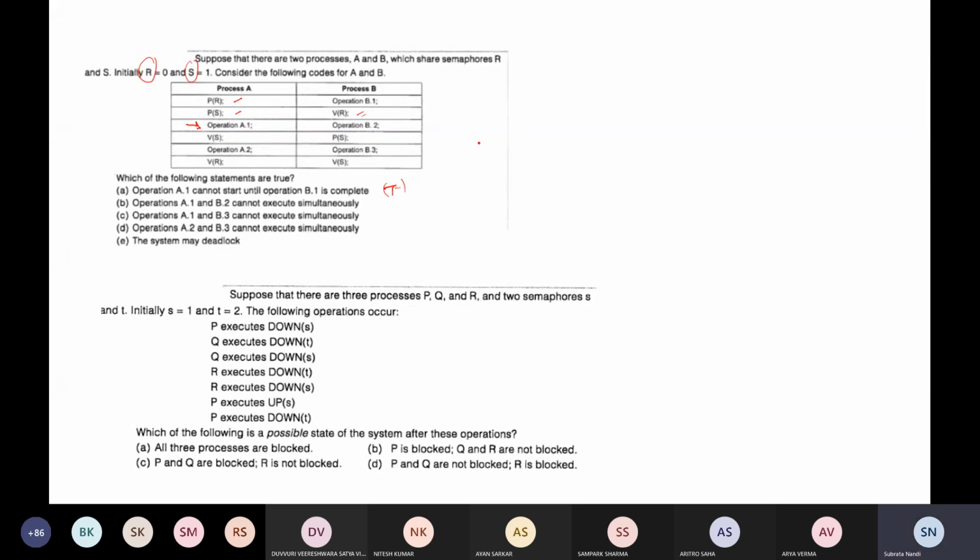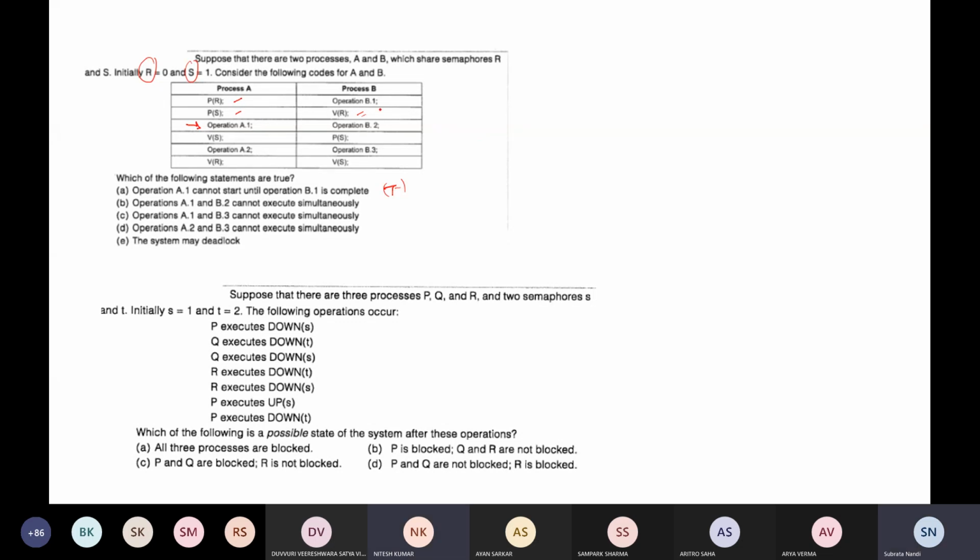Operation A.1 and B.2 cannot execute simultaneously. Is there a possibility that they both execute simultaneously? Is it possible? Yes, it can be possible because we don't have any problem with it.